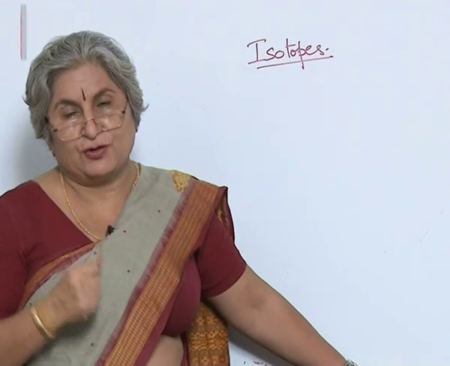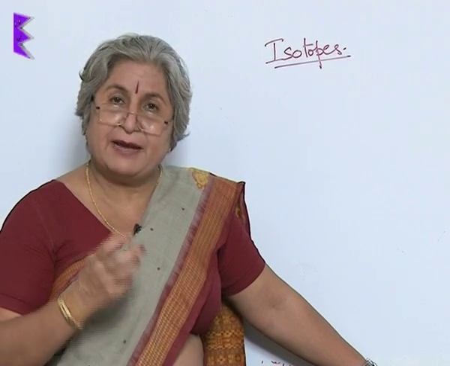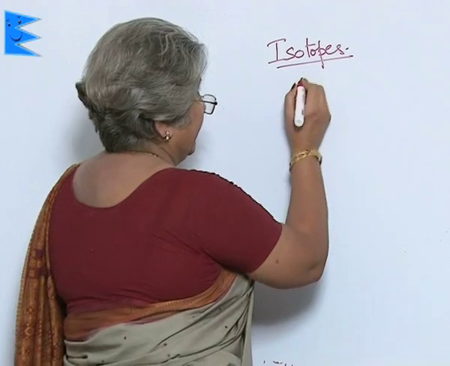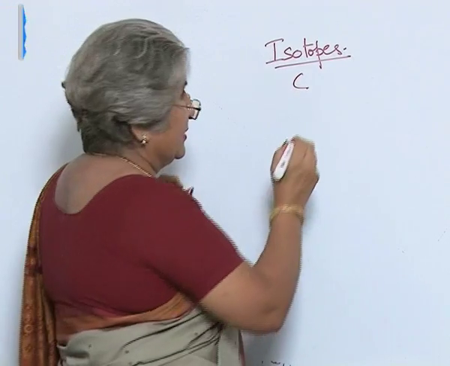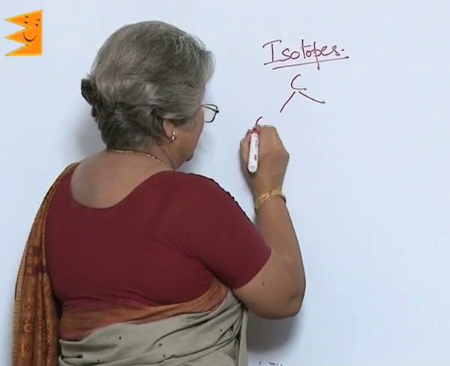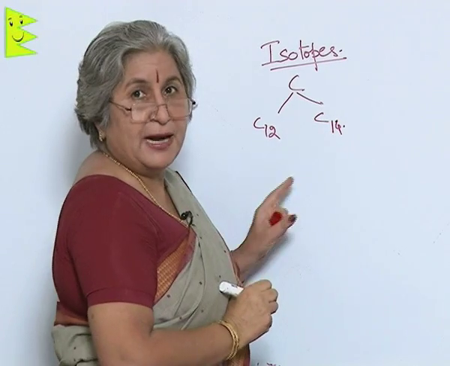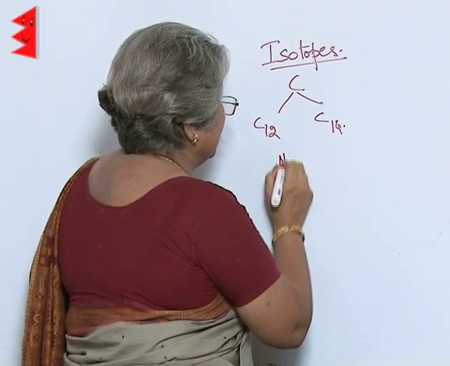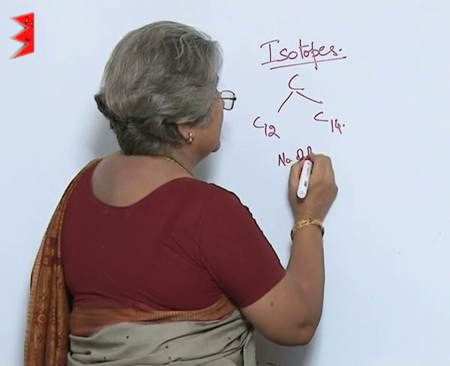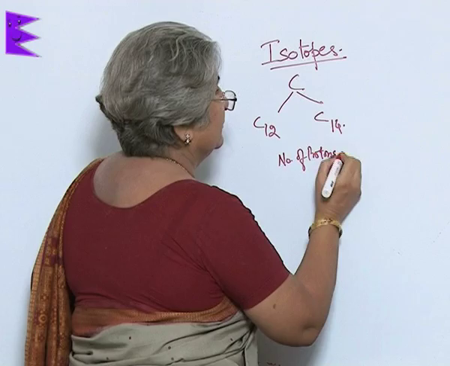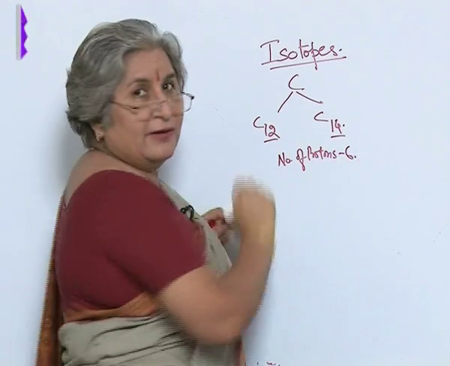Now, what are isotopes? There are some atoms which have the same atomic number but different atomic mass number. What do I mean? For example, carbon exists in two forms. One is C12, the other is C14. But in both cases, the number of protons is 6. So then why is it 12 and 14?